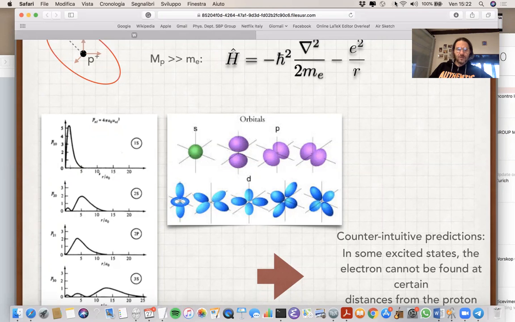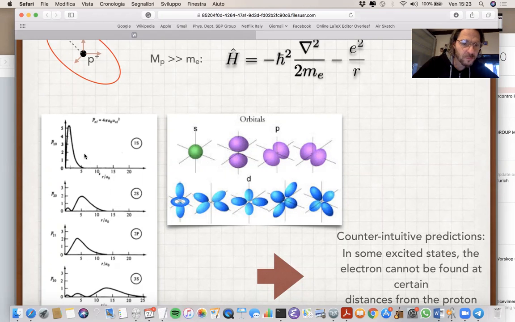After you have done this, you discover that the ground state of the system is a 1s state, so it's an S wave, which means that in the ground state, the probability distribution of the electron is symmetrical around any axis, basically spherically symmetrical. What about the radial distribution? Well, it comes from taking the square modulus of the radial part of the wave function, and it looks a little bit like this.